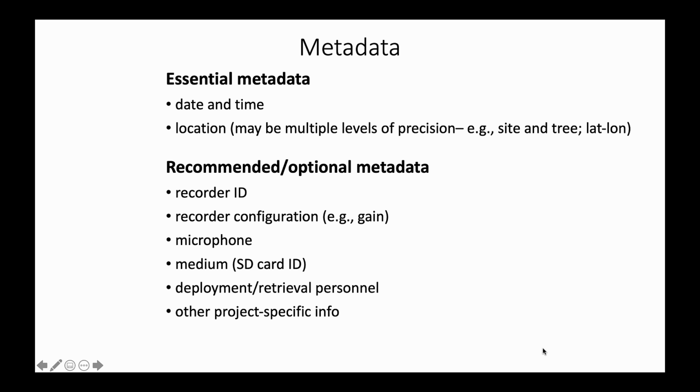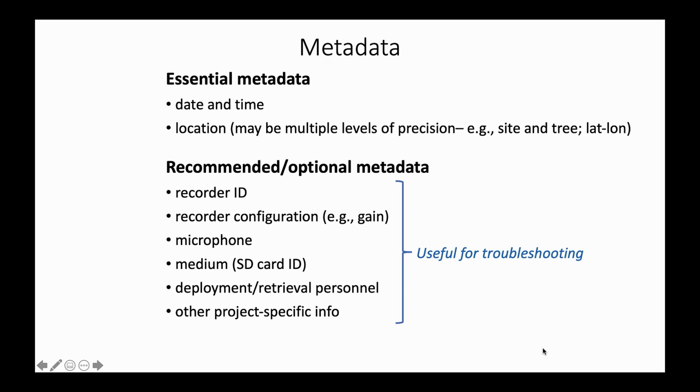There's also a variety of information that might be part of metadata and can make your recordings much more useful. This can include recorder ID so that you can match the particular piece of hardware equipment that made the recording to the recordings, configuration, the gain settings that were used, the sampling rate, information about the type and potentially the age of the microphone, the recording medium, so for example, the ID number of the SD card that's placed into the recording unit to capture the data, people that were involved in the deployment and retrieval in case there are later questions, and other project-specific information.